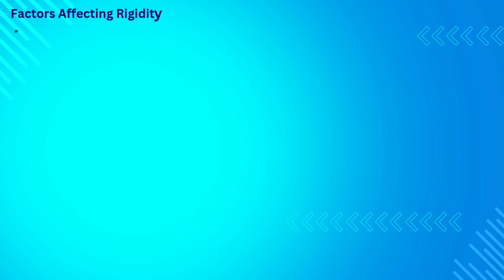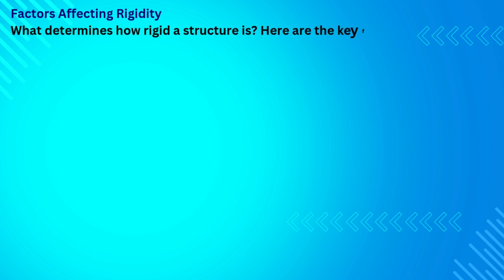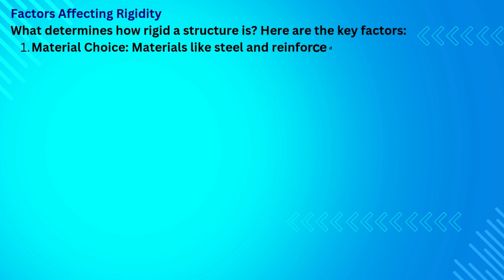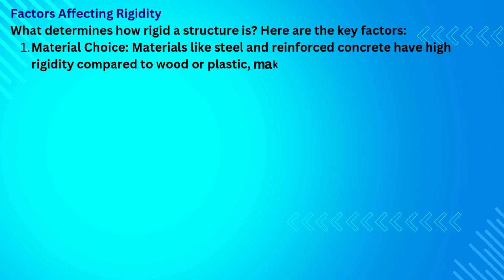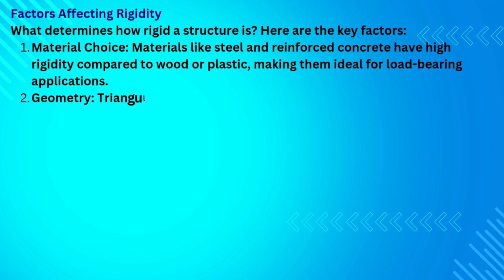Factors affecting rigidity. What determines how rigid a structure is? Here are the key factors. 1. Material choice. Materials like steel and reinforced concrete have high rigidity compared to wood or plastic, making them ideal for load-bearing applications. 2. Geometry.